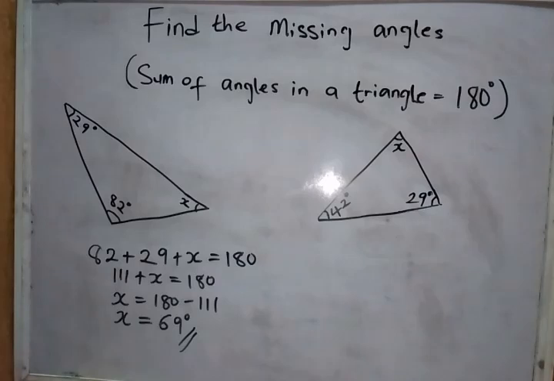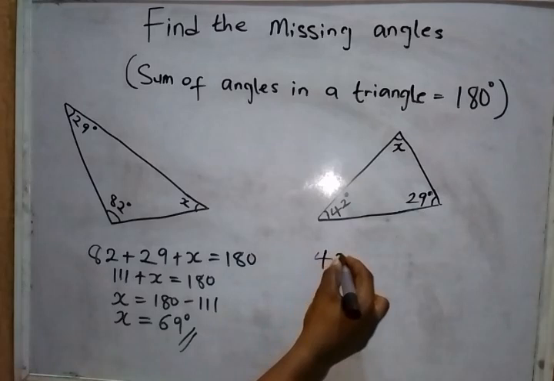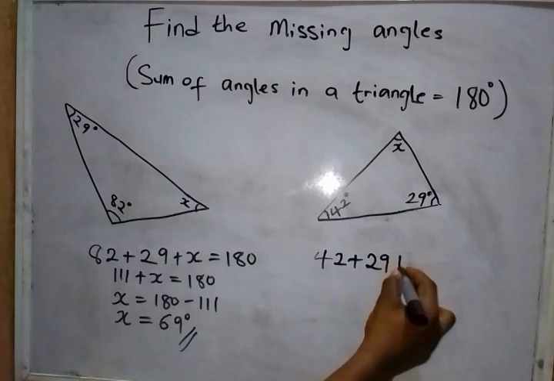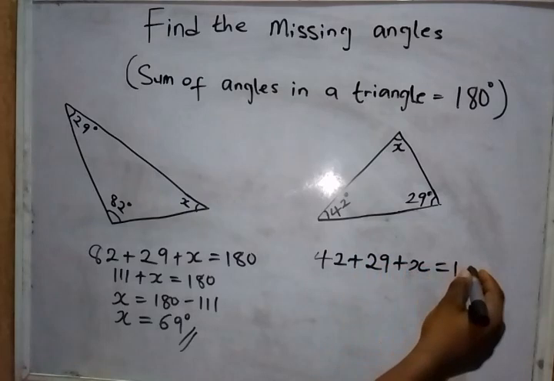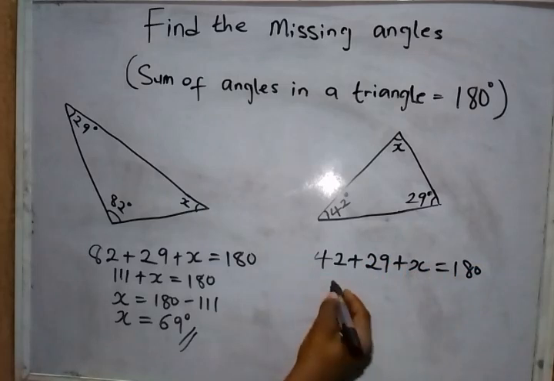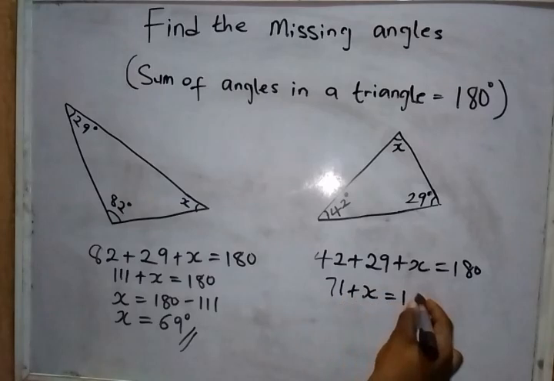Same thing. We are adding all the angles together and equating them to 180. So we are going to have 42 plus 29 plus X equals 180. Adding these two together, it will give us 71. 71 plus X equals 180.